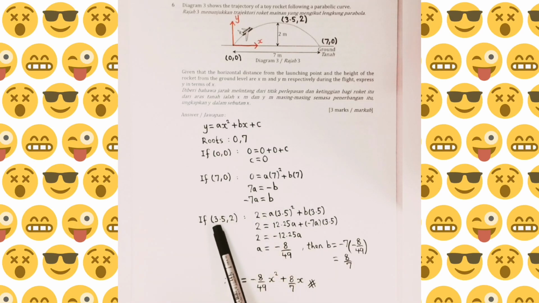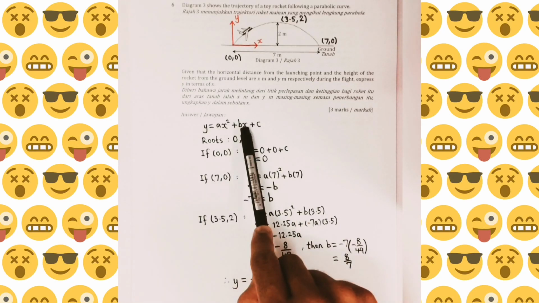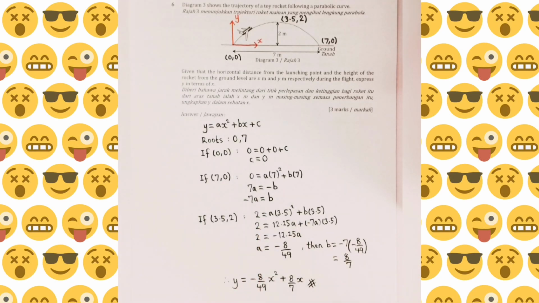And if you use the last point, which is 3.5, 2, you substitute into your equation, you will get a, and then your x squared and so on, you substitute in, you get a equals negative 8 over 49, and then you substitute back into this to get your b. And then the final answer will be, you have to use a and b value, substitute back into your general form. So that's the final answer.